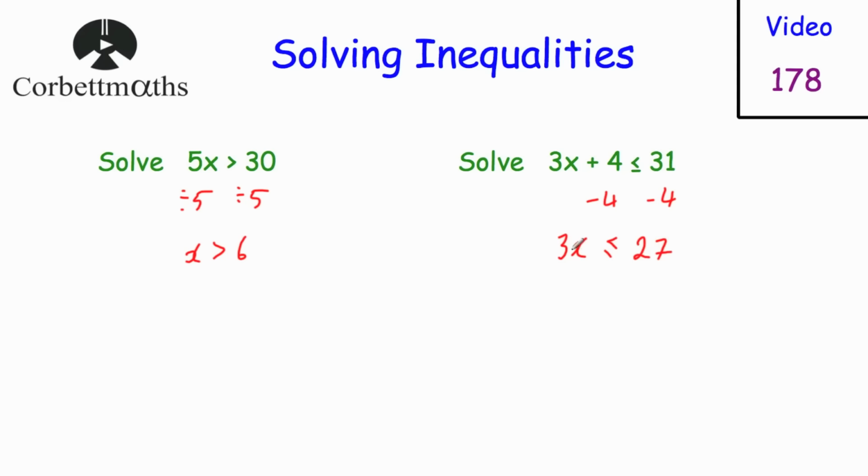Now we don't want 3 times x, we just want x, so let's divide both sides by 3. On our left hand side, we're dividing by 3 to get rid of the times by 3, so we're just left with x. Then we've got smaller than or equal to, and 27 divided by 3 is 9. So if we've been given the question 3x plus 4 is smaller than or equal to 31, we know that x will have to be smaller than or equal to 9. That's it.